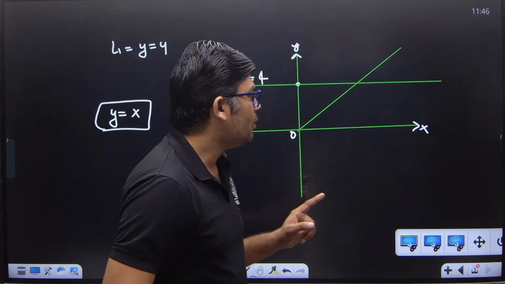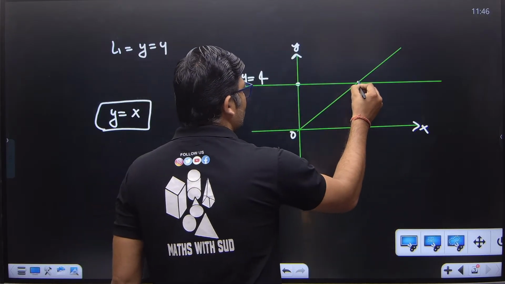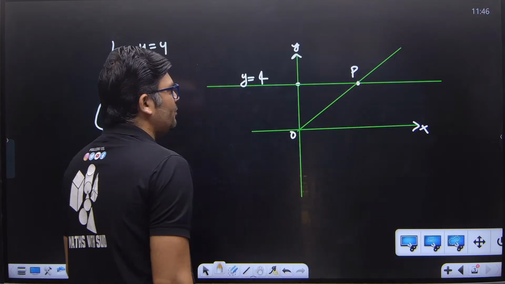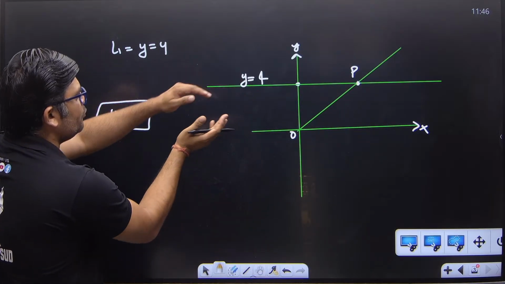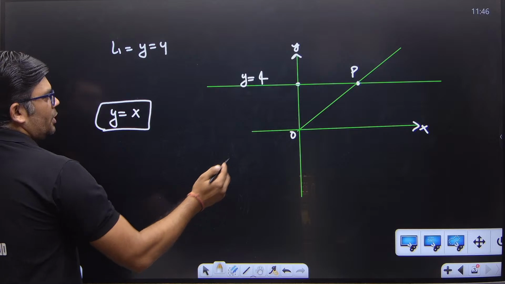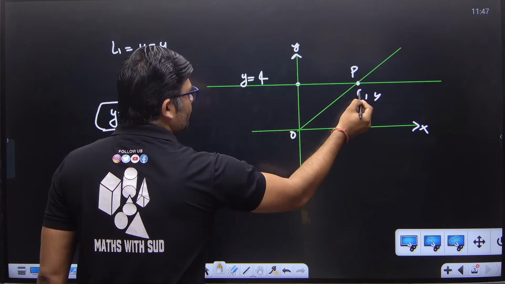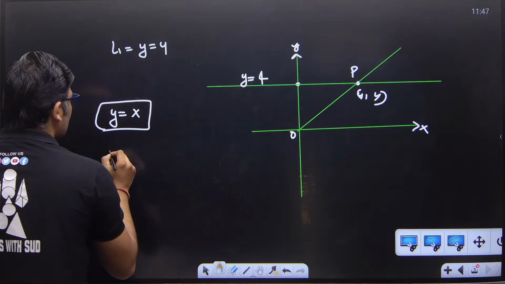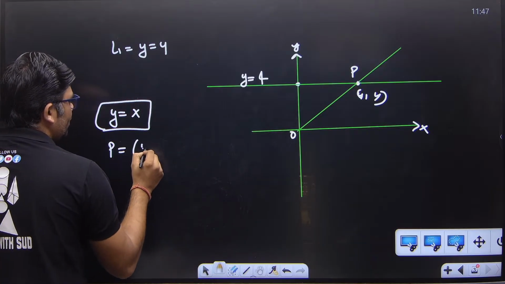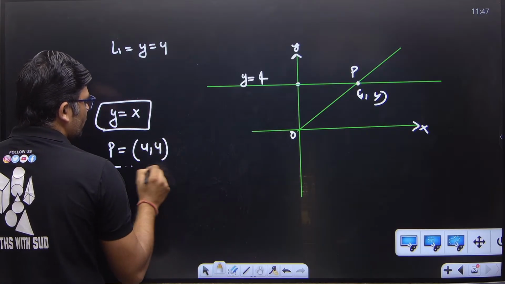Write the coordinates of the point P. So they are asking what is this point P. So point P will be the intersection of both the lines. So it will intersect at 4 where y is equal to 4. So y is equal to 4 means x will also be equal to 4. So intersection of point P will be 4 comma 4.